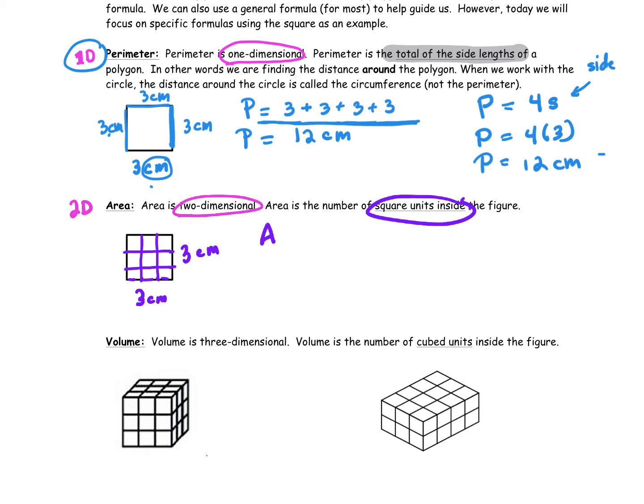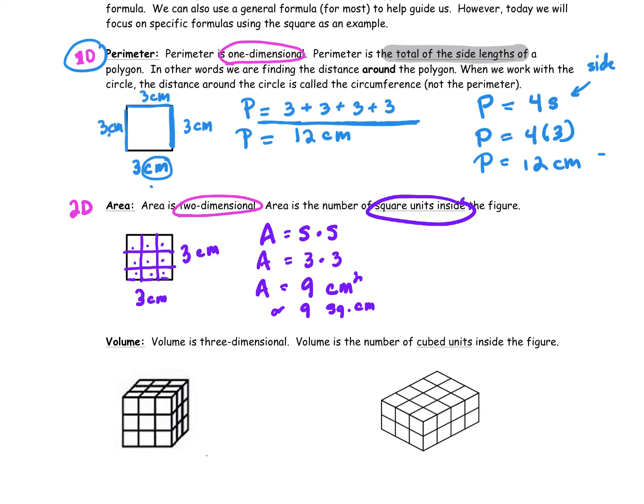The formula for the area of a square is to take the side times the side. In this case, we have 3 times 3, so according to this, the area should be 9. We usually write centimeters squared, or you could write out the words or abbreviate square centimeters. You can write either one of those. If I count 1, 2, 3, 4, 5, 6, 7, 8, 9, sure enough, there are 9 square centimeters.